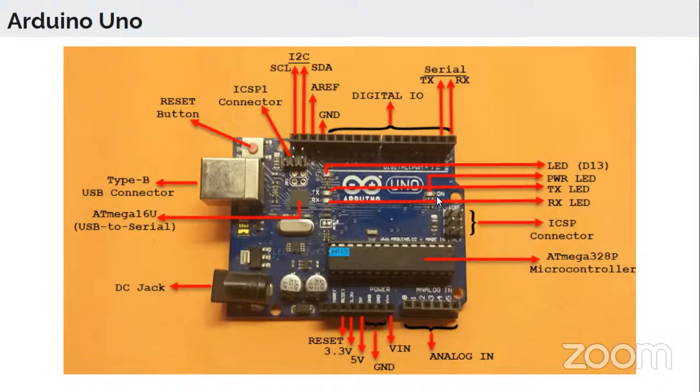Then there are some LEDs given on the microcontroller to display things. There is one inbuilt LED, which is directly connected to the D13 pin. Then there is a power LED. If you power the microcontroller, the LED lights up. Then there is one TX RX LED. Whenever you are using the UART communication protocol, if data is transmitting, the TX LED will start blinking, and if the microcontroller is receiving any data on its RX pin, the RX LED will start blinking. Understand?